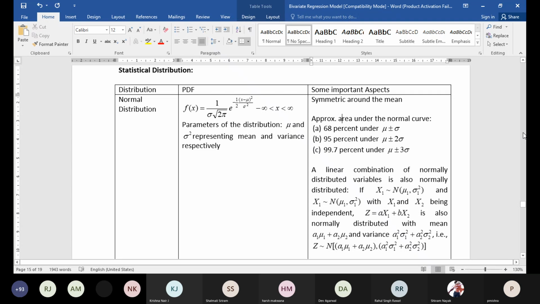Before that, we derived that alpha hat and beta hat are both linear functions of yi. If you can recall, we had derived both alpha hat and beta hat as linear functions of yi. We had derived that, for example, beta hat is equal to summation of ki into capital Yi.